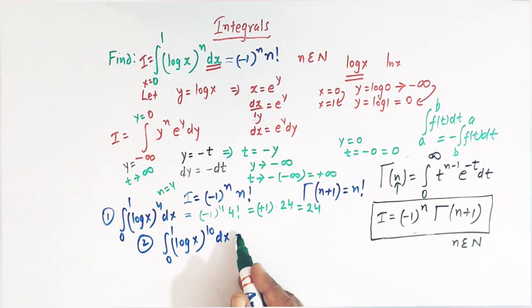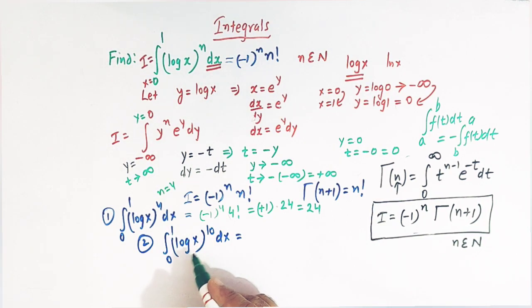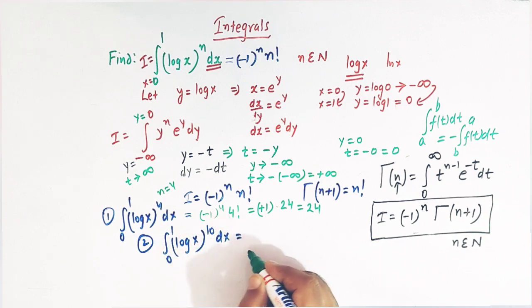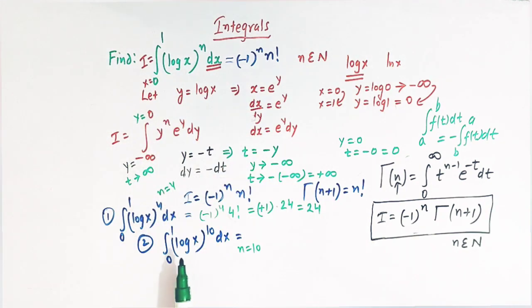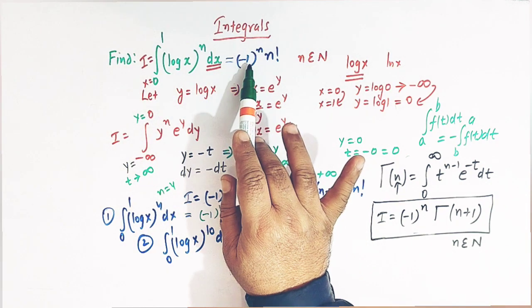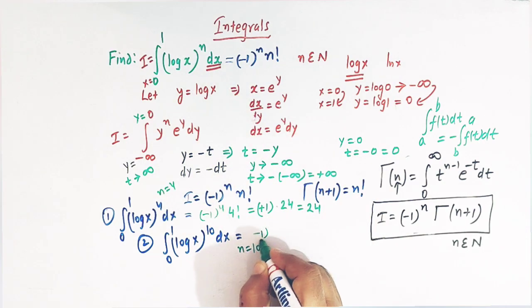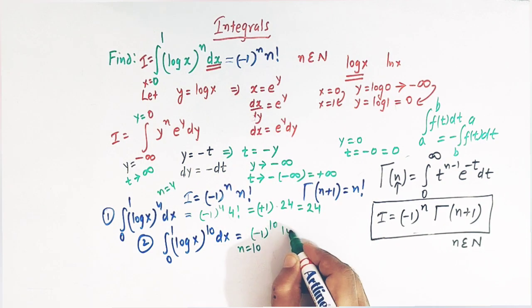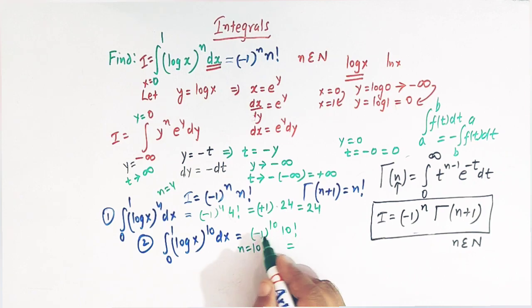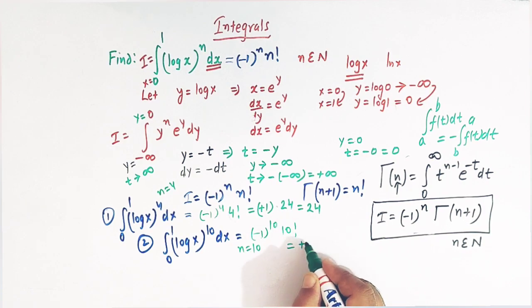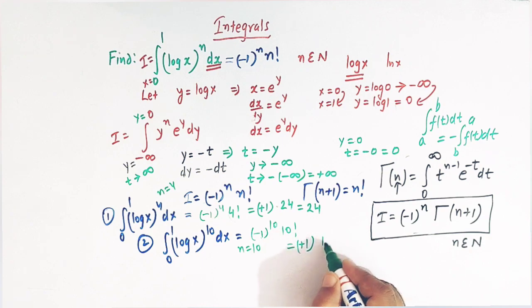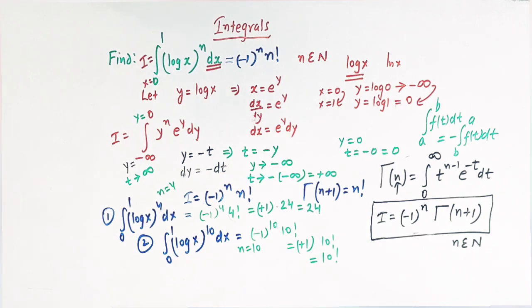Now similarly we can find out the value of this integral. Here we have the integral from 0 to 1 of (log x) raised to 10, and 10 is a natural number, right? So the value of this integral can be calculated with the help of this result. So we have (minus 1) raised to 10, and here we have 10 factorial. (Minus 1) raised to 10 is positive 1, and we have 10 factorial. So this is simply factorial 10, right? We can calculate the value of 10 factorial.